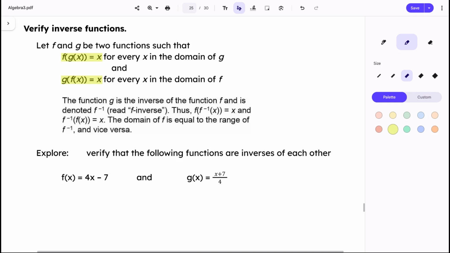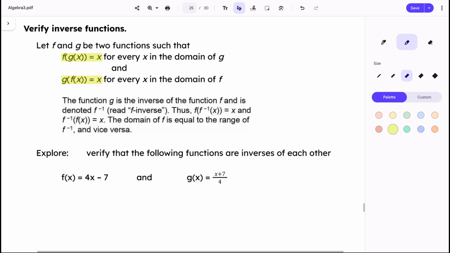And when you go the other direction, you put f into g, you want to simplify it, you should just end at x. If you end with an x, that is telling you that they are inverse functions of each other. If you get anything other than an x, so if it says 2x or even x plus 1 or something like that, then it's a no. It has to equal x at the very end in order for us to say yes, they're inverses.